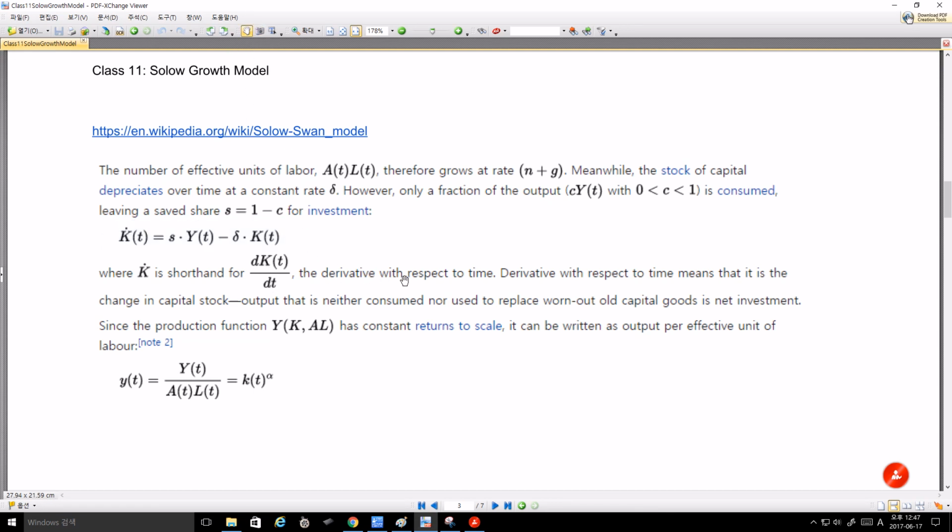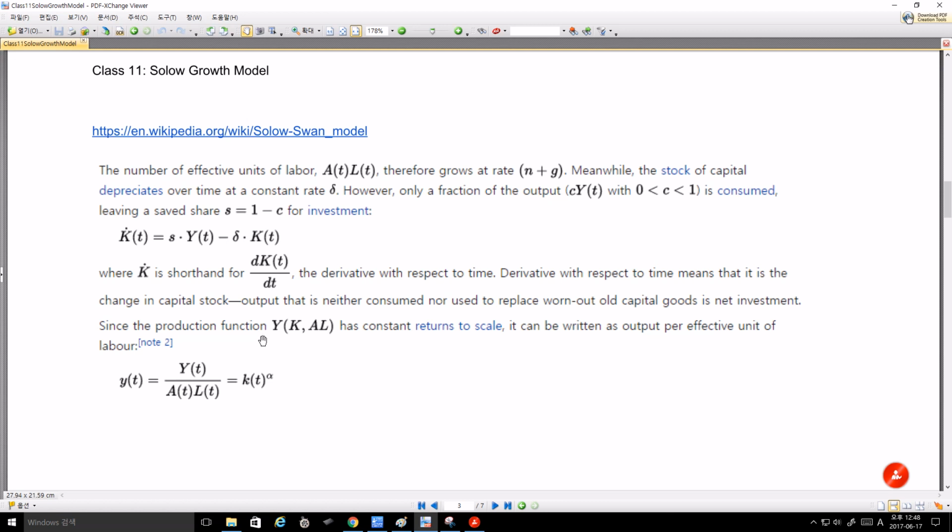The derivative with respect to time. Derivative with respect to time means that it is the change in capital stock. Output that is neither consumed nor used to replace old capital is net investment, right? It is intuitive. Change of capital is investment minus depreciation. So we can increase capital by combining new investment and subtracting the depreciated part.